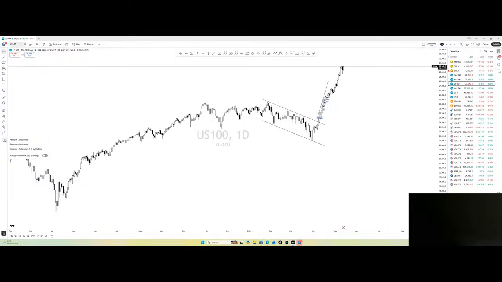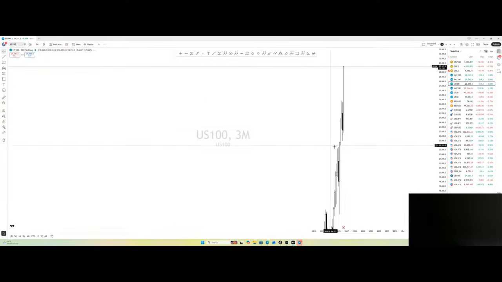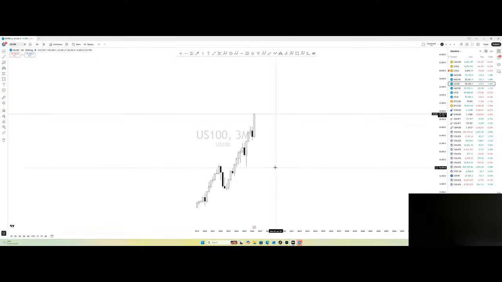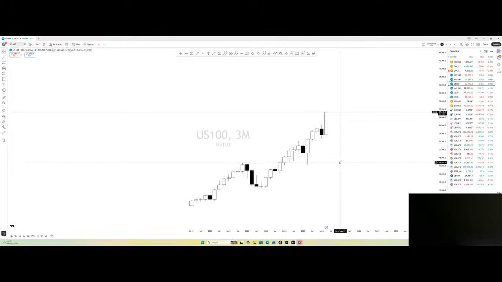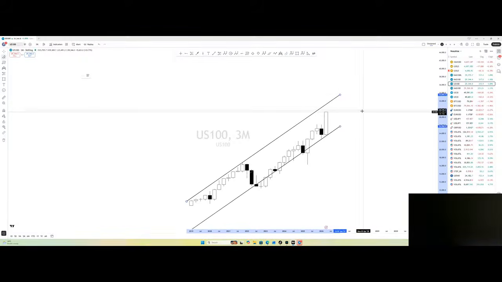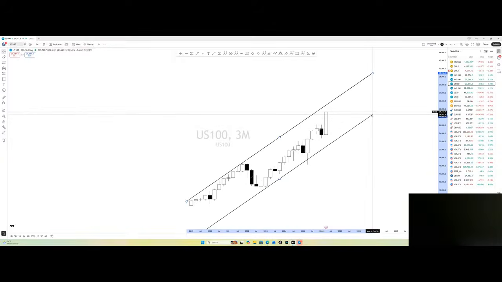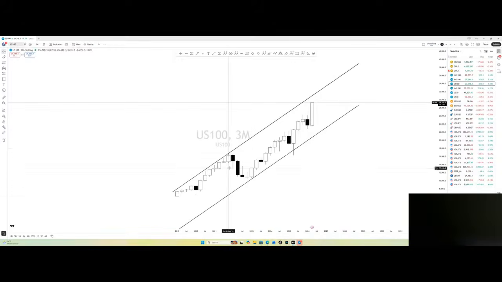Nasdaq is highly bullish. Nasdaq is very, very bullish. Too bullish. How about this for Nasdaq? Nasdaq 3 months. Break of market structure.